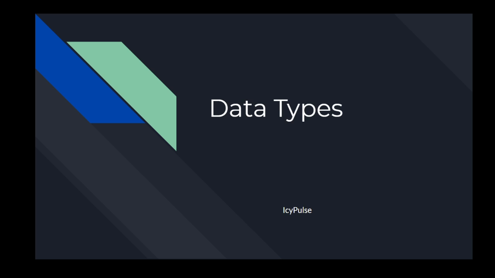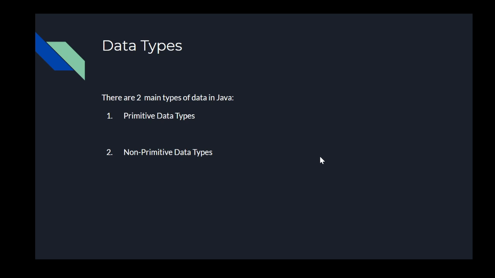Today we're talking about data types in Java. What are data types? There are two main types of data types in Java: the primitive data types and the non-primitive data types.